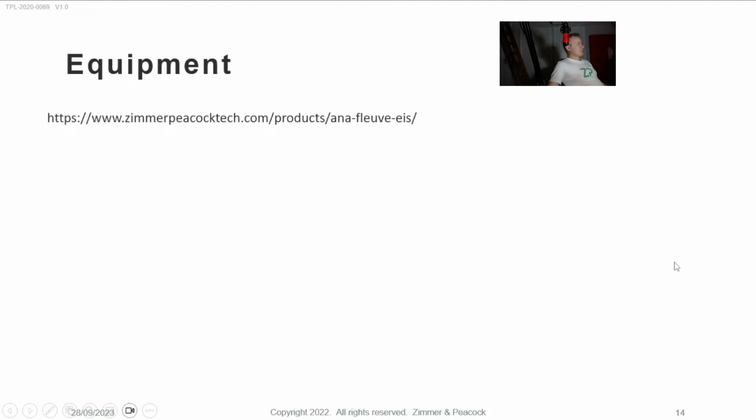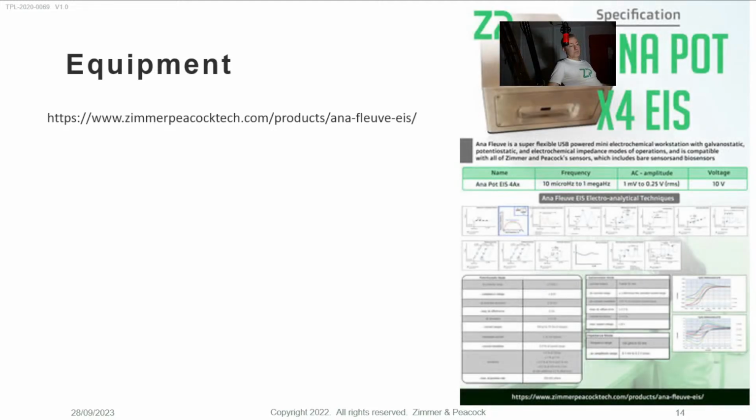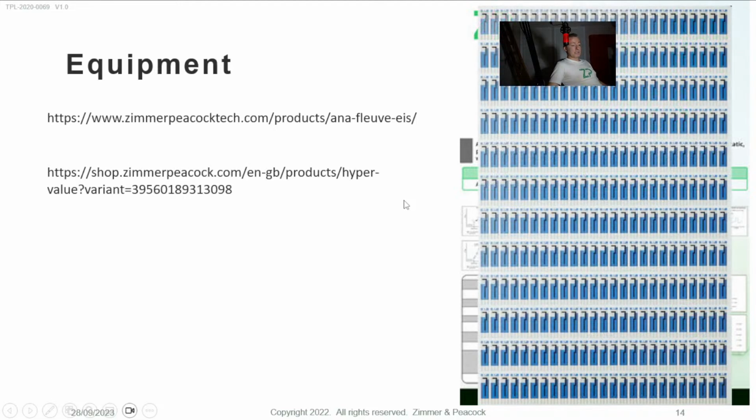Just talking about screen printed electrodes, actually, I do get asked this a lot. So if you don't have potentiostats, this is an EIS instrument. Having an impedance enabled instrument is useful because it just gives you more flexibility. I would also recommend, I've already done this, but 300 of our screen printed carbon electrodes is like €250.